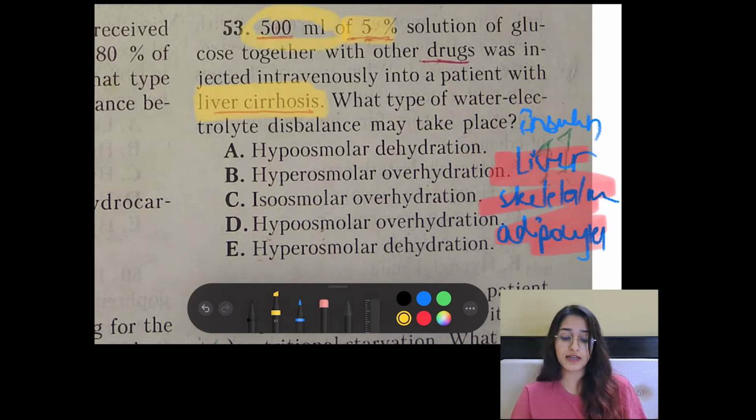Now already there is an extra amount of fluid that is added into the body. So this will be your overhydration. But what type of overhydration? There will be hyperosmolar, because again I'm telling you 5% is isotonic. But because the liver cannot take it up, there will be more glucose in the body, and that will lead to hyperosmolar overhydration.